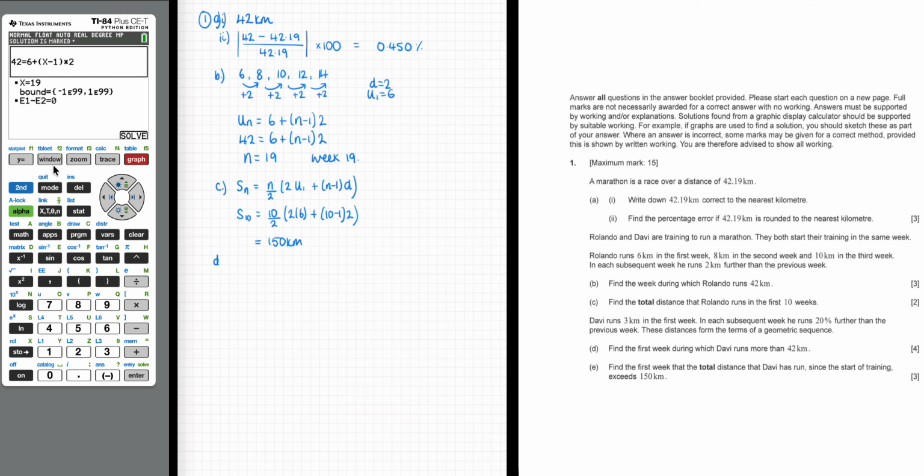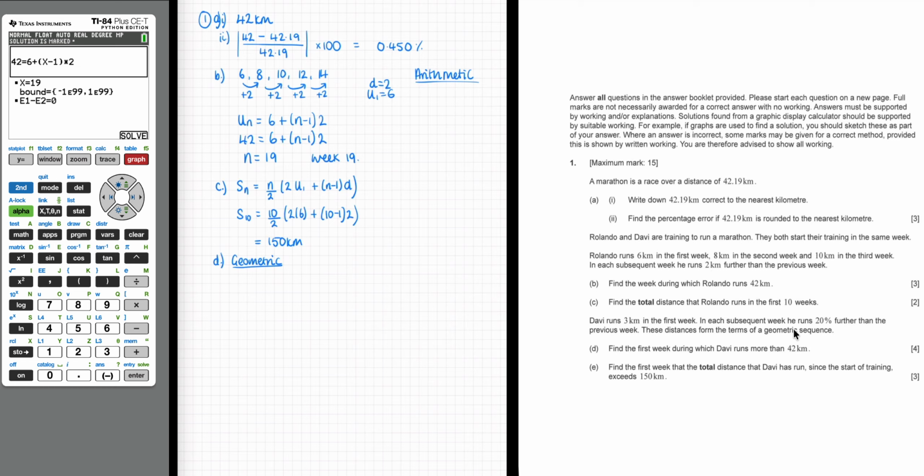Part D, the next one. Now it says that Davy runs 3 kilometers in the first week, and each subsequent week he runs 20% further than the previous week. And this is a geometric sequence, so we need to make sure that we know that this is geometric. We're not getting confused with our previous question, whereas here, this was arithmetic, so that we know that we're using the right formulas.